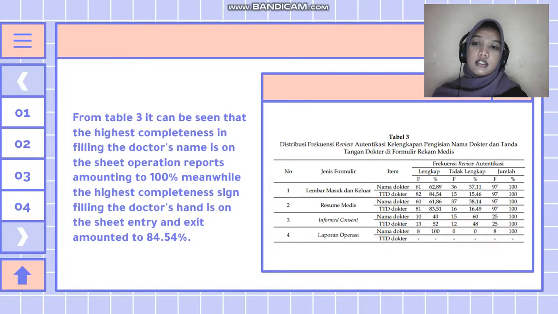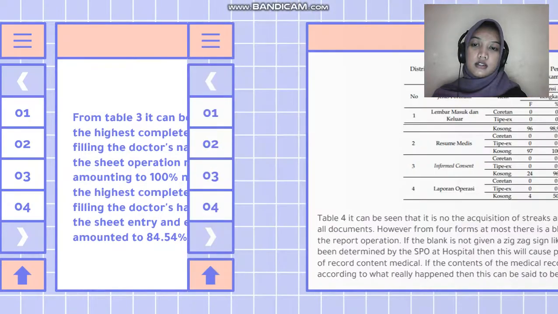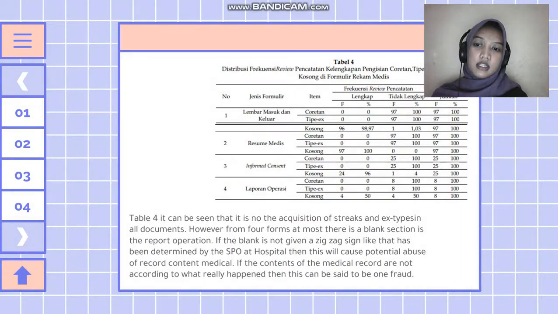Table 3 shows that the highest completeness in filling in the doctor's name is on the operation report sheet, amounting to 100%. Table 4 shows that there is no acquisition of strikes and exceptions of documents.